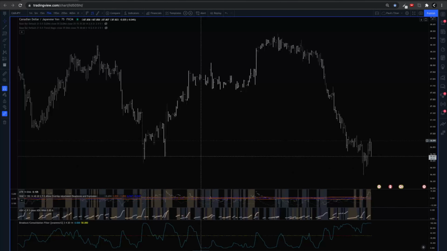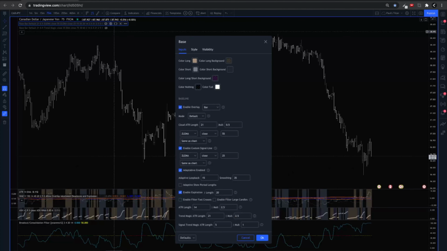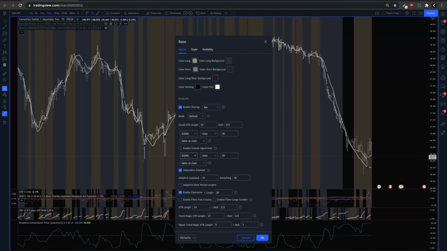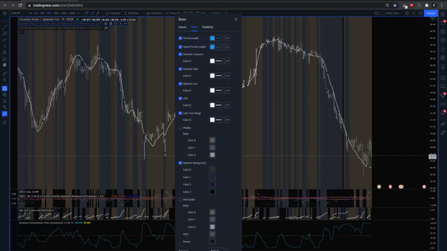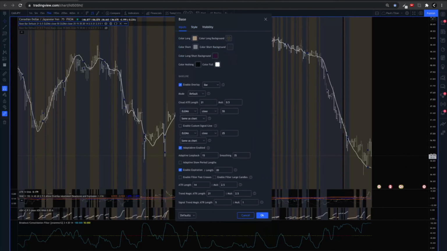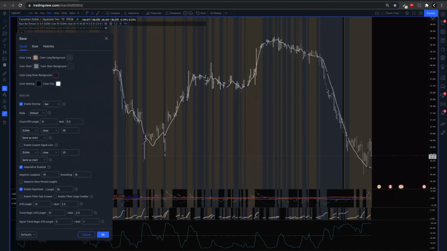So the first thing that I do is that I plot some lines. The first line that I pick is always going to be a moving average or a Trend Magic. Now in this case, actually, I am going to go ahead and start off with Trend Magic.